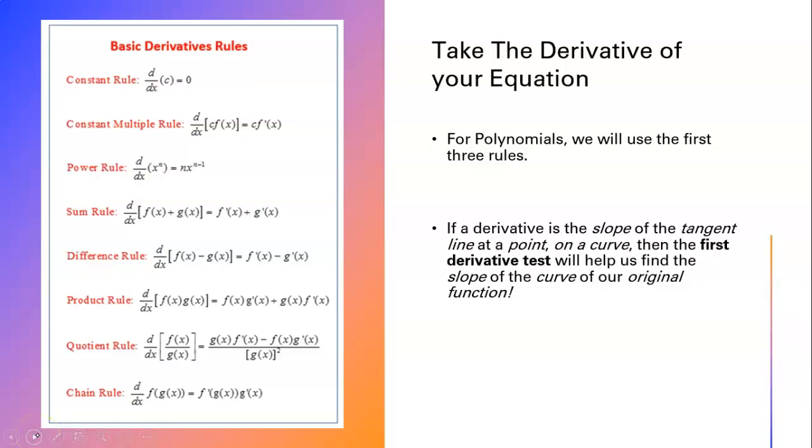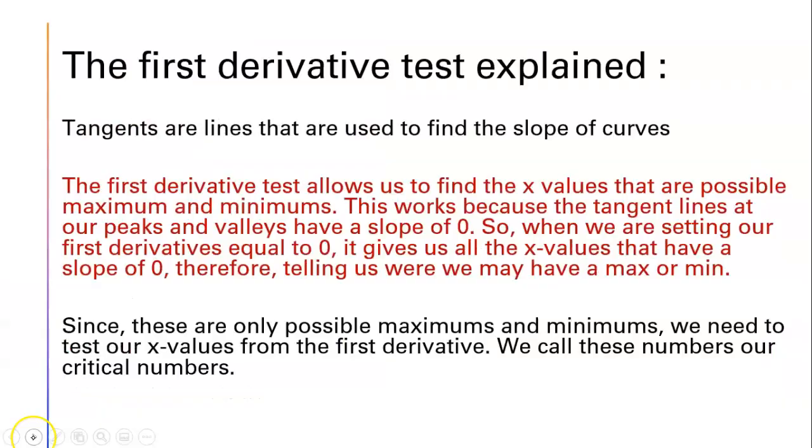So it's important to understand what the derivative is if you're going to use it to graph. So the derivative is the slope of the tangent line at a point on a curve. So the first derivative test will help us find the slope of the tangent line on our curve of our original function. First derivative test allows us to find the x values that are possible maximums and minimums.